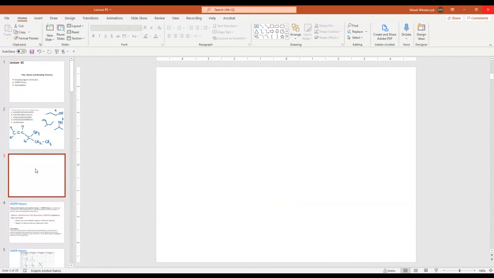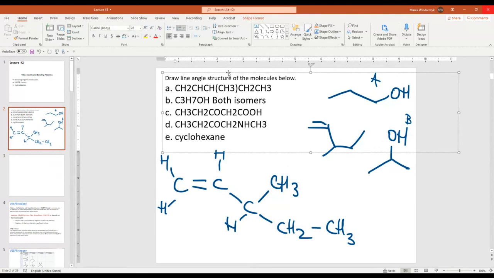Okay, the next molecule. Let me just copy that very quickly.